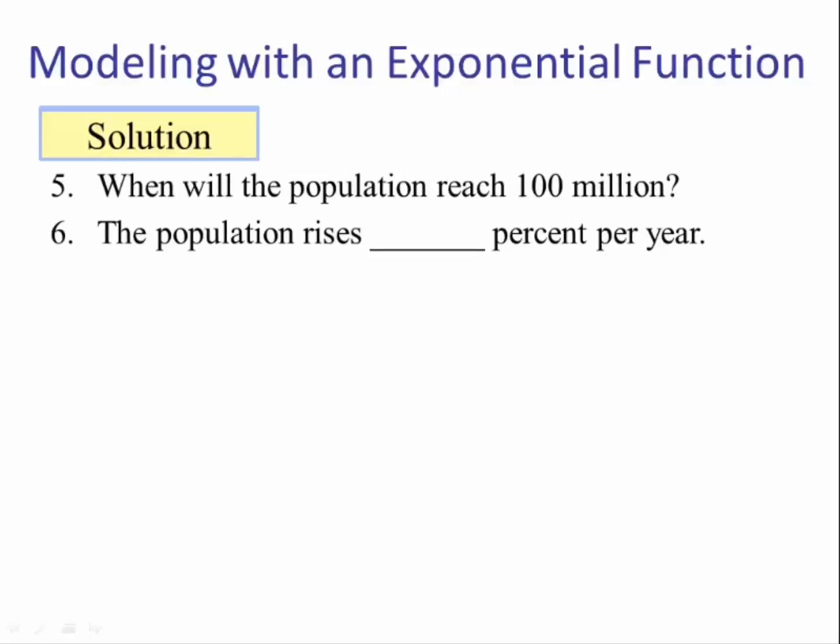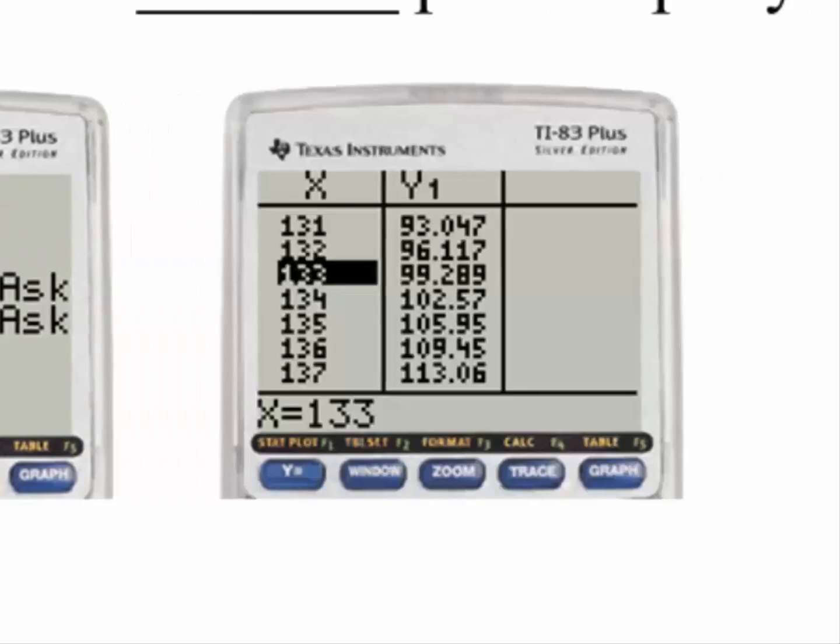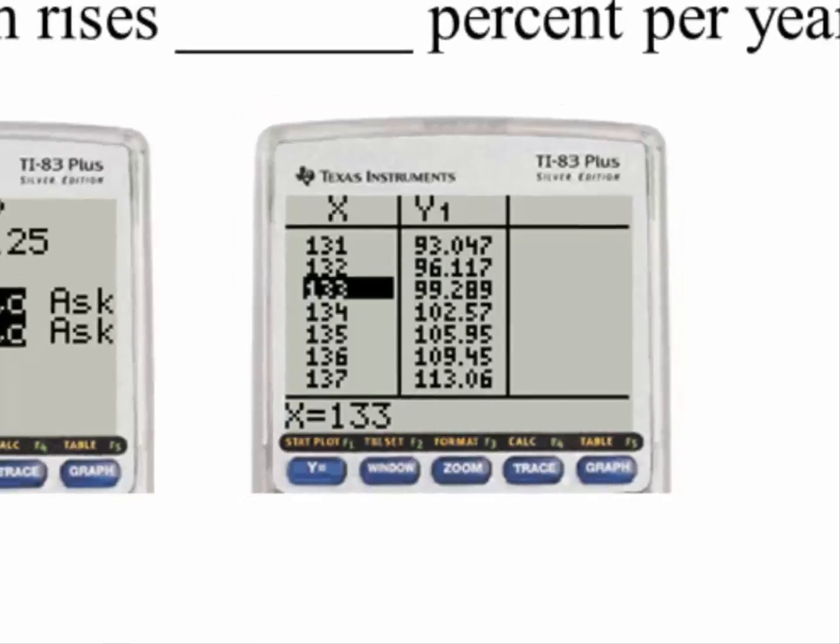Number 5. When will the population reach 100 million? Well, if we go back to the table, we tell it to start at 125, and we follow the table until we see an output close to 100. So according to the model, in the year about 2023, that's when t is 133, the estimated population is about 100 million.